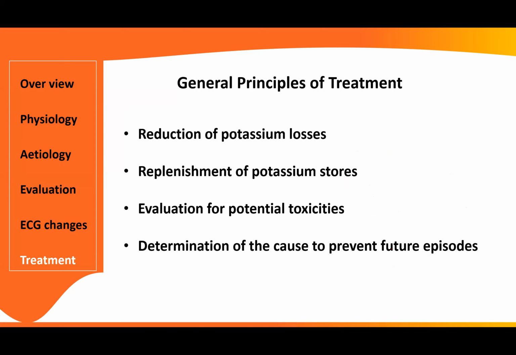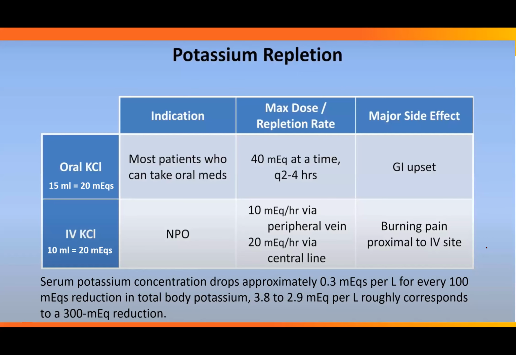Now, reduce the potassium loss. Wherever, if it is diarrhea, treat the diarrhea; vomiting, replace the fluid and stop vomiting; replenishing the potassium in the stores, evaluation of potential toxicities, determination of the cause to prevent future episodes. These are the general principles. So prevent the losses, replenish the stores, look at the potential toxicities, and also how to prevent the recurrent episodes by looking at the etiology and taking care of the etiology.